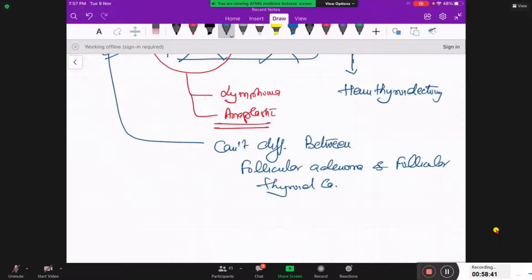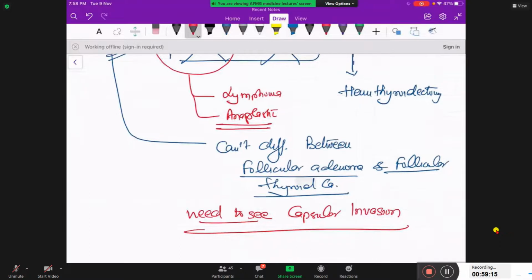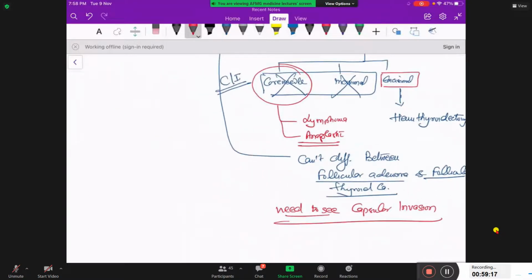Why so? Checked in exam. Because to differentiate follicular adenoma from follicular thyroid carcinoma, we need to see a capsular invasion. And in FNAC, we examine cells. We don't have a capsule. So FNAC cannot differentiate follicular adenoma from follicular thyroid carcinoma. Okay, so this was about the invasive investigations.